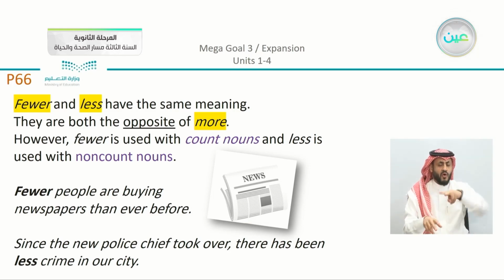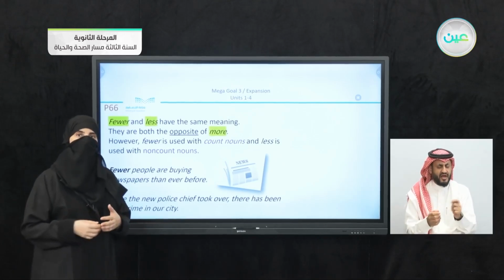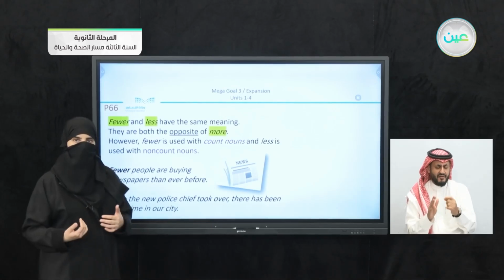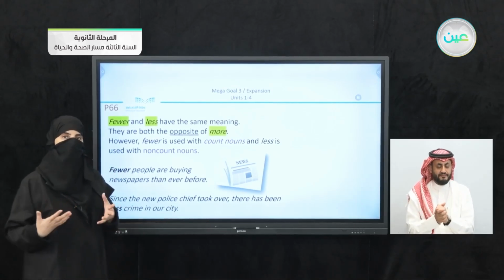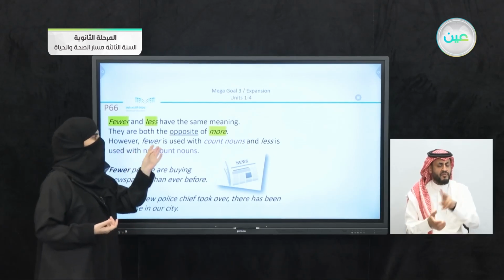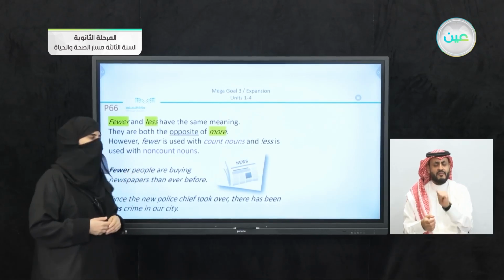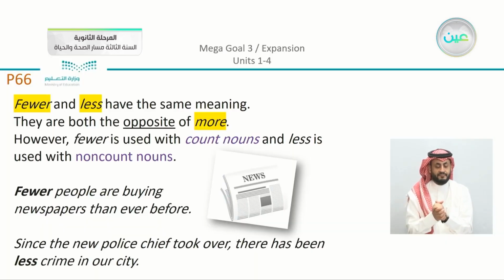When I say that my brother has fewer pens than me, or he has less milk than me, so here, milk and pens, what is the difference between them? We can see that fewer is used for count nouns and less is used with non-count nouns. For example, fewer people are buying newspapers than ever before. People are countable, so we have here fewer. And since the new police chief took over, there has been less crime in our city.